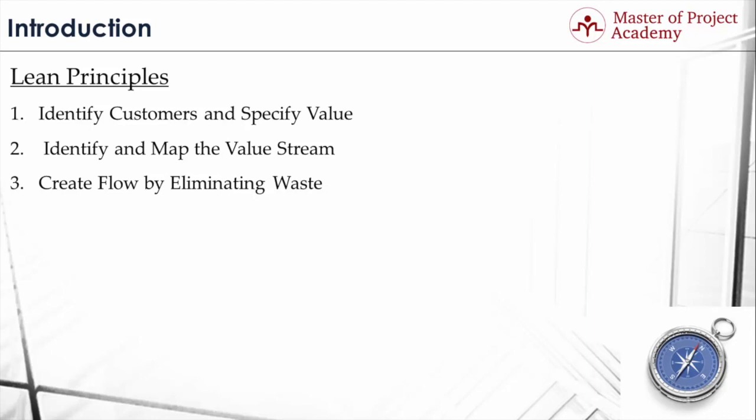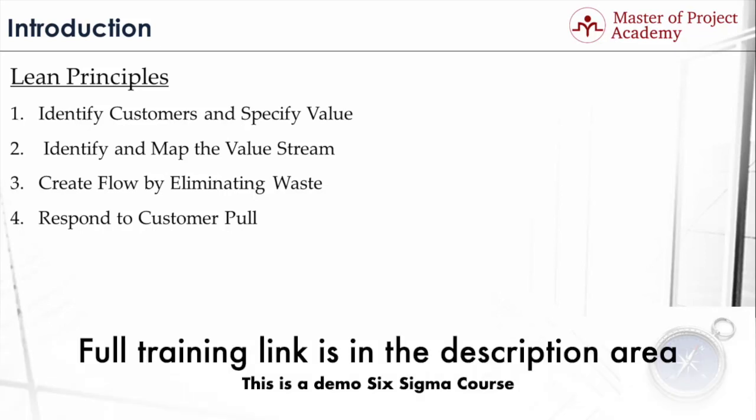The fourth principle is respond to customer pull. As flow is introduced, let customers pull value from the next upstream activity. This is about understanding the customer demand on your service and then creating your process to respond to this, such that you produce only what the customer wants when the customer wants it.